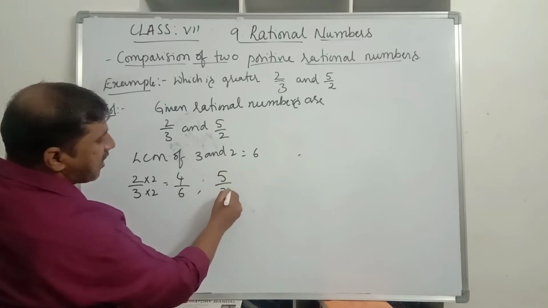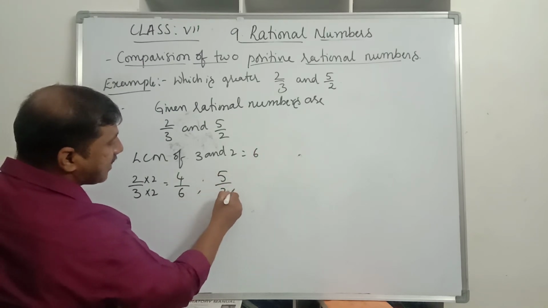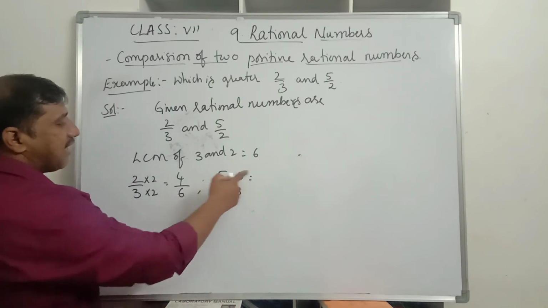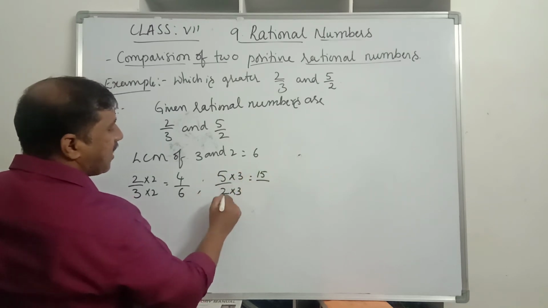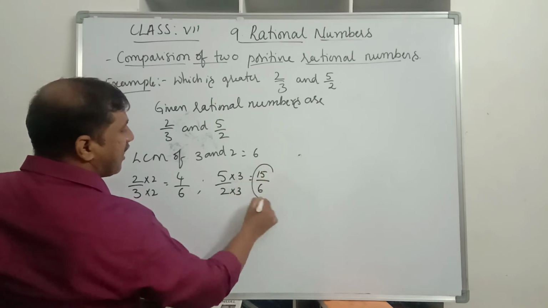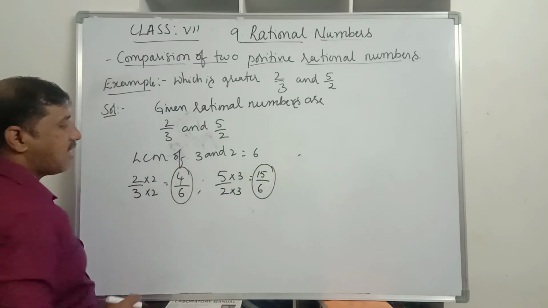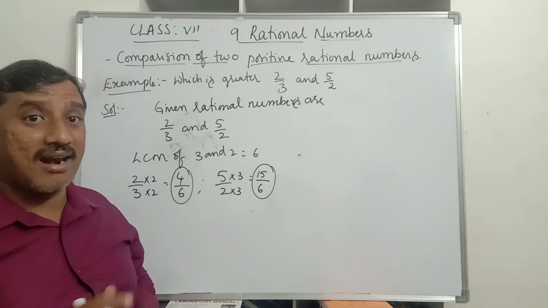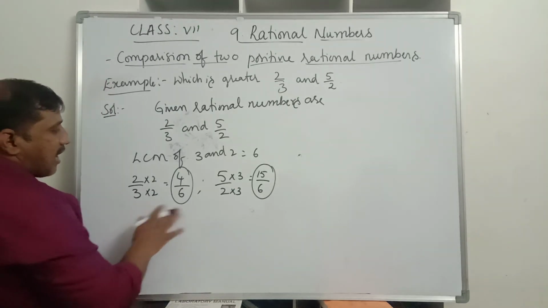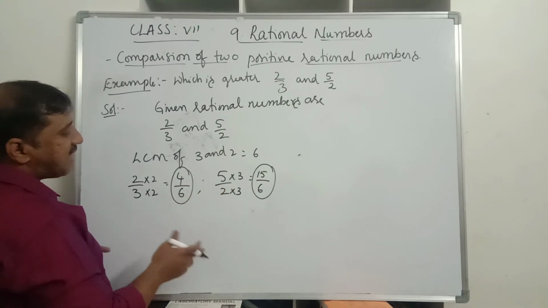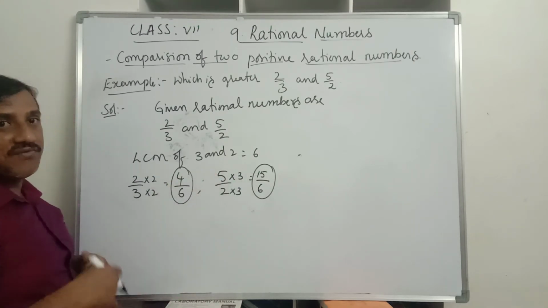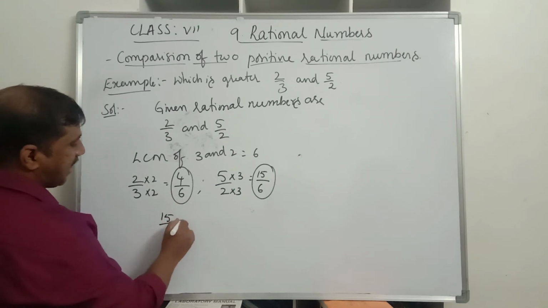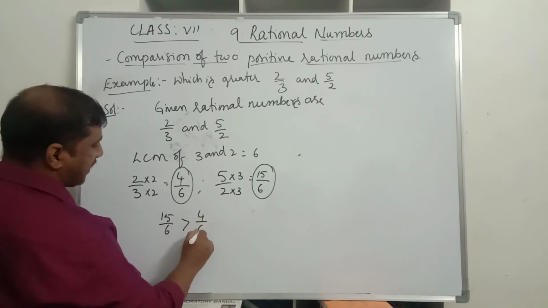Similarly compare 5 by 2. The denominator there is 2, so to get 6 it is multiplied with 3, and the numerator is also multiplied with 3. 5 3s are 15, divided by 2 into 3 it is 6. 15 by 6 and 4 by 6, their denominators are same, that means they are like fractions or like rationals. Now compare their numerators, which is greater, 4 or 15? 15 is greater, that is 15 by 6 is greater than 4 by 6.